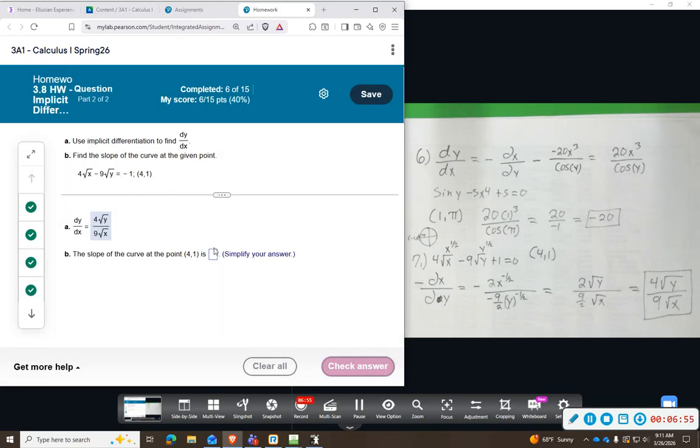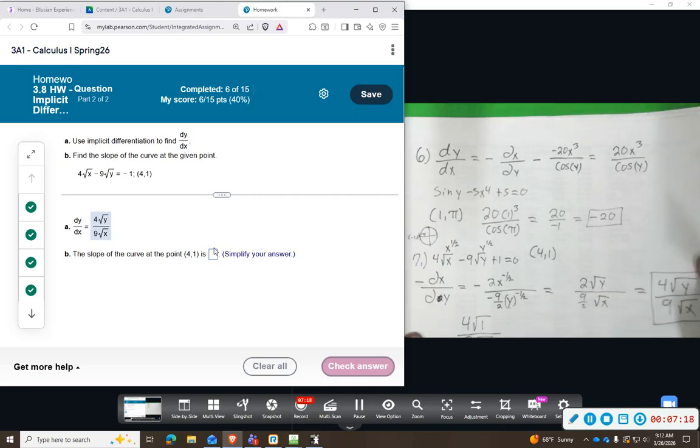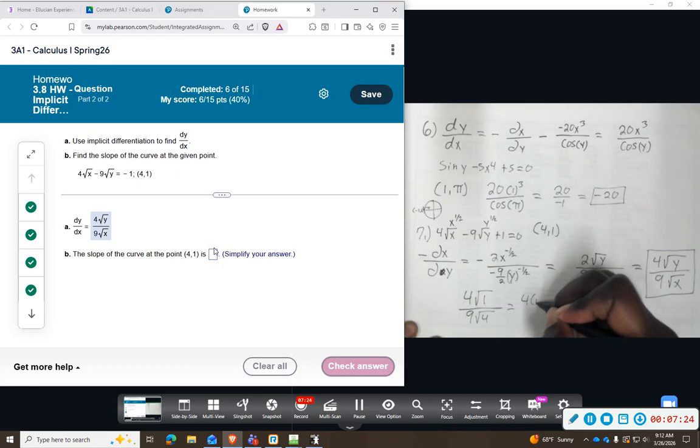All right, so now we plug in 4, 1, okay, 4 for x, 1 for y. So this is going to give us 4 times the square root of 1 divided by 9 times the square root of 4 for the x. Square root of 1 is 1. 4 times 1. Square root of 4 is 2.